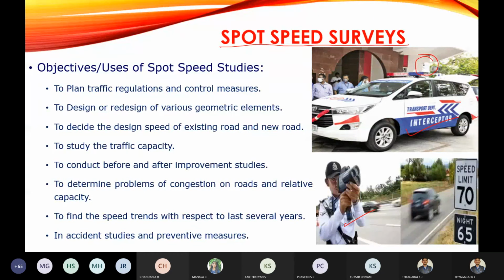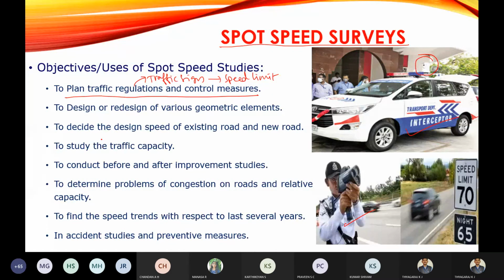Why are we going to conduct this spot speed study, and what are the uses when we conduct it? First, to plan traffic regulations and control measures. Traffic control measures means traffic signboards. Usually to plan the traffic signboard, especially the speed limit, it will be helpful to plan the traffic regulation and control measure, especially the traffic sign in the form of speed limit.